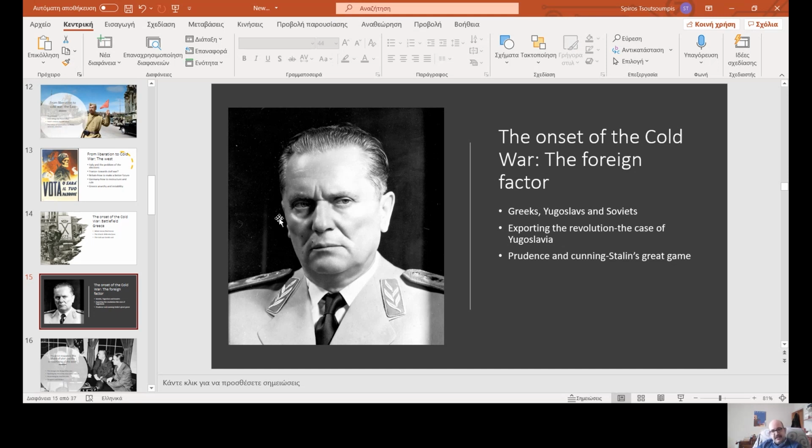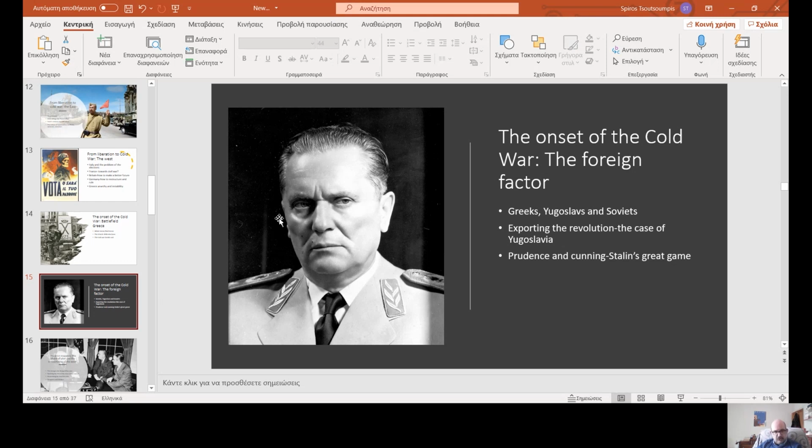On the other hand, Stalin is more prudent and more cunning. He's not very willing to have a direct confrontation because he's afraid that the Greek civil war might escalate into a global civil war. But nonetheless, he keeps encouraging Greek communists to pursue an aggressive policy, hoping that this might result in some pickings for the Soviet Union as well.